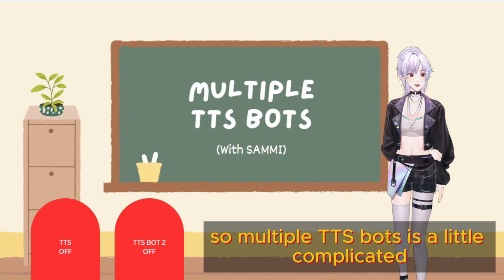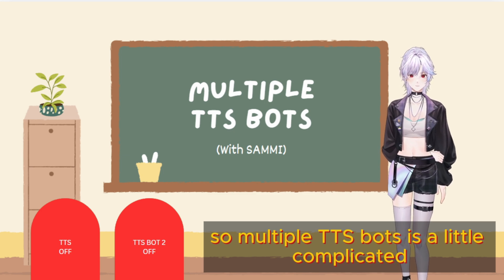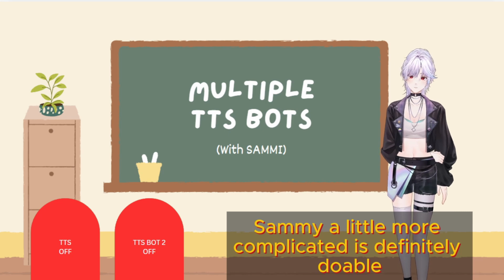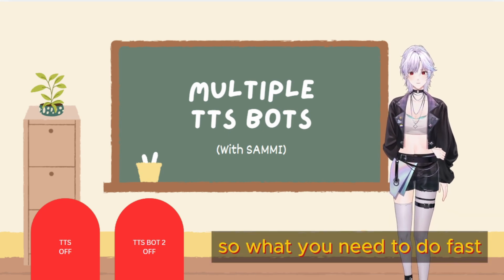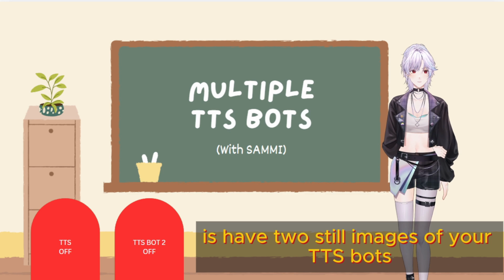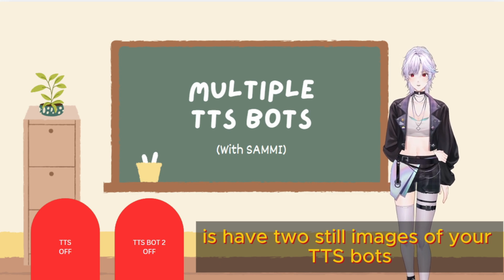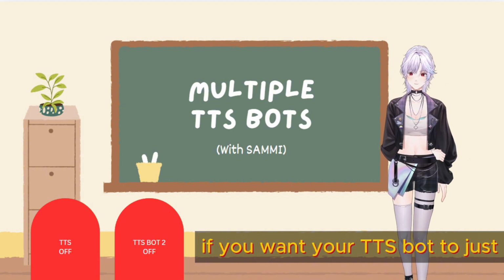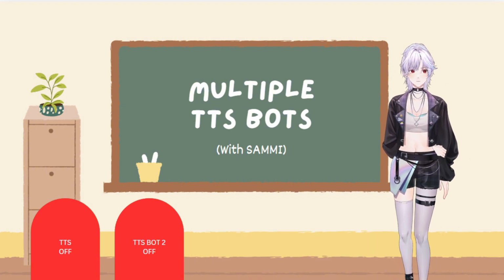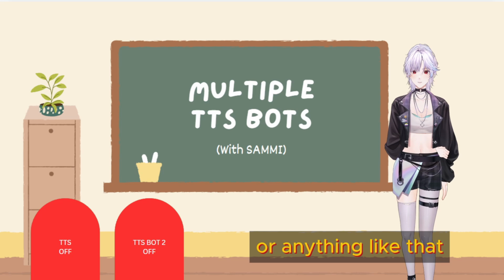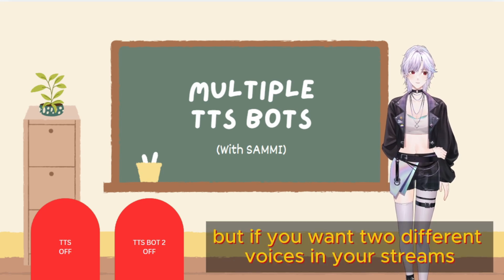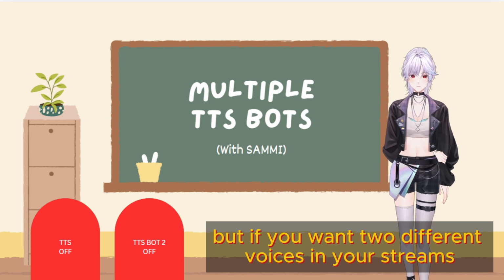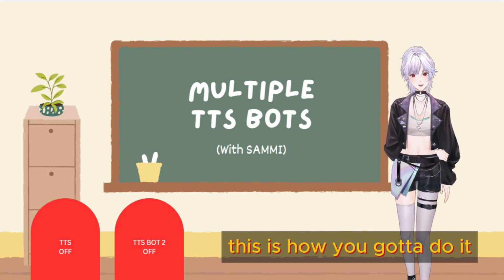So multiple TTS bots is a little complicated in Sammi. It's definitely doable. So what you need to do first is have two still images of your TTS bots. You can skip this step if you want your TTS bot to just be able to speak multiple languages or anything like that. But if you want two different voices in your streams from two different characters, this is how you've got to do it.